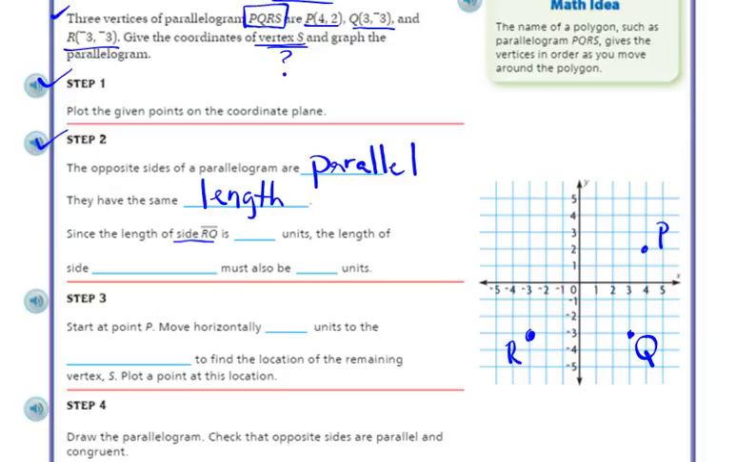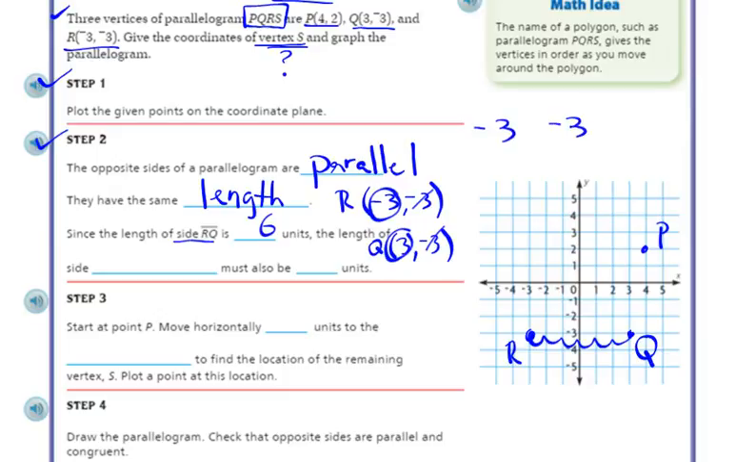Remember, you have 2 different ways of going about this. You can find by counting on the grid, 1, 2, 3, 4, 5, 6 units, or you can go up to R and Q. And if you notice here with RQ, the ordered pair for R is (-3, -3), and the ordered pair for Q is (3, -3). So these ones are the same, so the different coordinate is the x-coordinate.